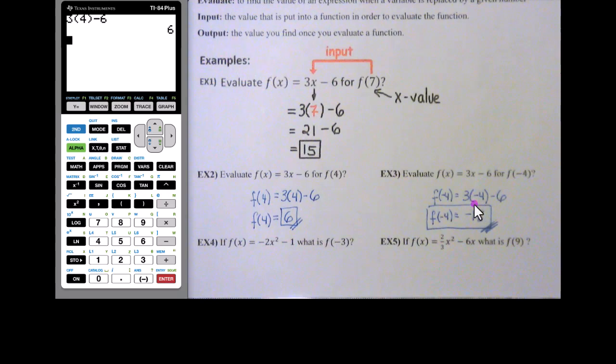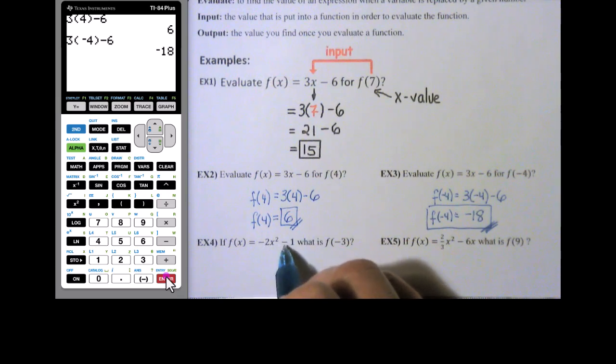And then for the next one, I'm going to enter the same thing. What I can do is press second, enter, and pull back the previous input that I put. What I'm going to change is that 4 to a negative 4. So I'm going to press second, insert, because I'm going to insert a negative. And so therefore I have negative 4. Now my expression is correct, so I get negative 18. So let's try it for the next one.